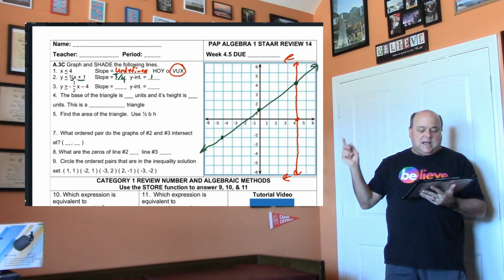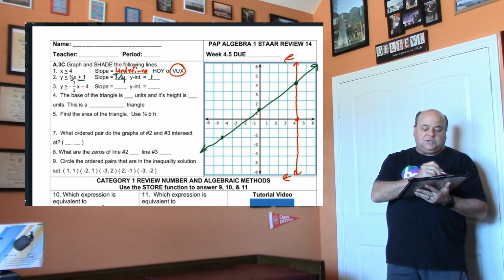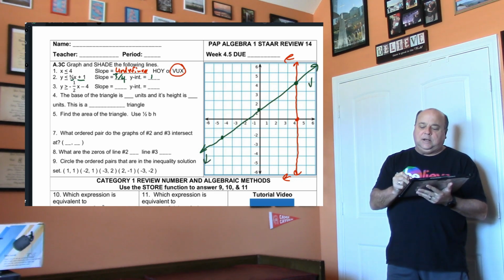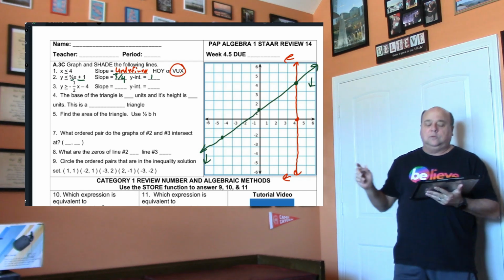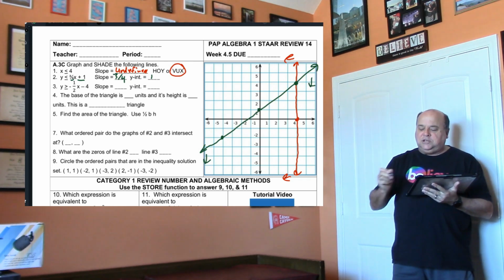Okay, so we have this line. The slope is 3/4, and it's going to be shaded down. So everything in this bottom left part would work, okay? Keep going on. Change colors here.